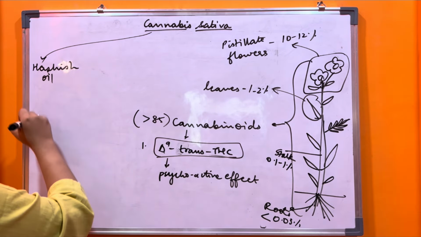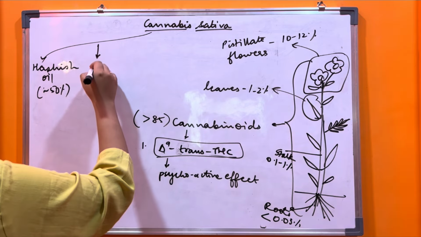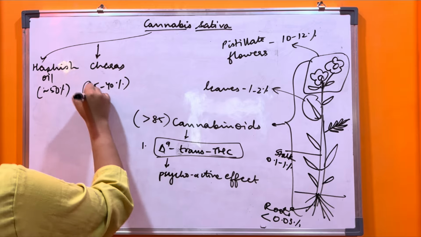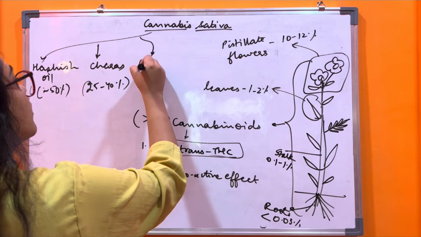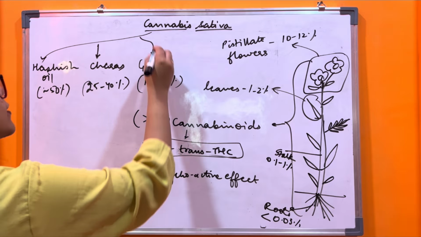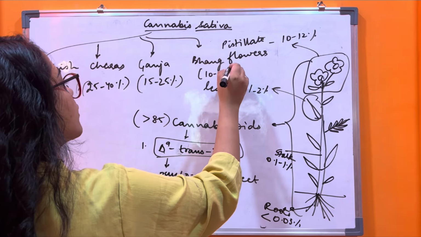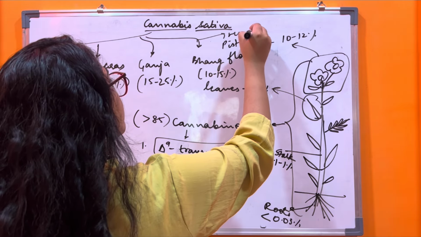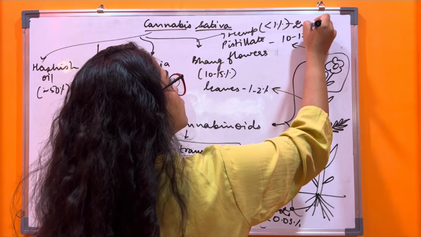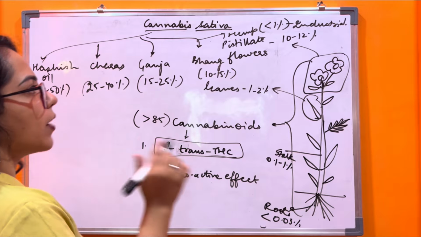So there is this hashish oil, which is having around 50% concentration of THC. We have charas, which is having around 25 to 40% concentration of THC. Then we are having ganja, which is having 15 to 25% concentration of THC. We are having bhang, which is having 10 to 15% concentration of THC. And we also studied about hemp, which is having less than 1% concentration of THC, and it is mostly used for industrial purposes. It is not at all considered as a part of drug.